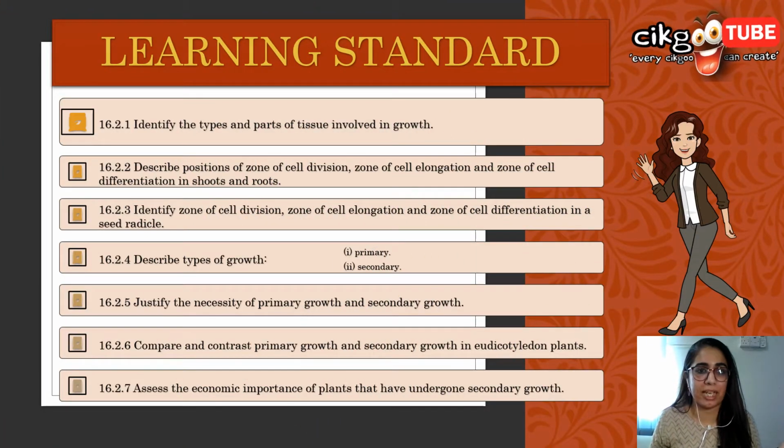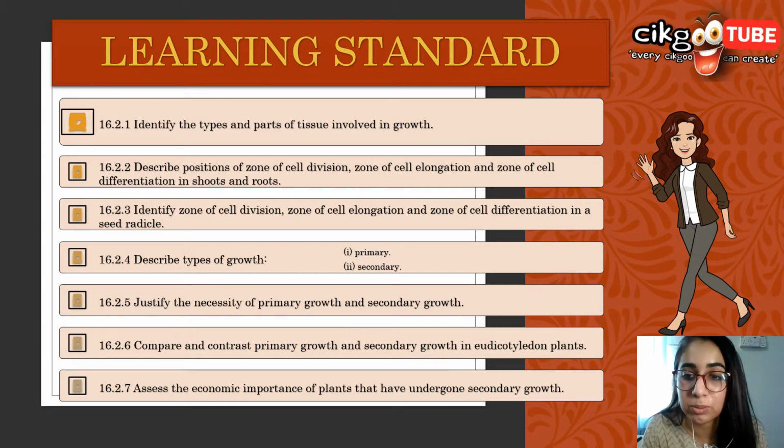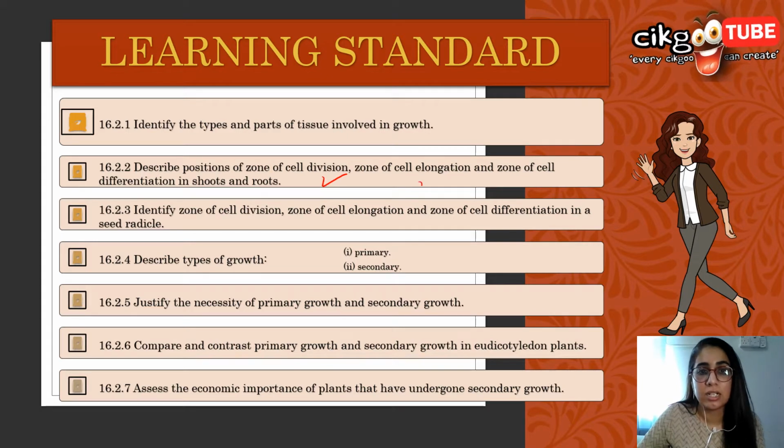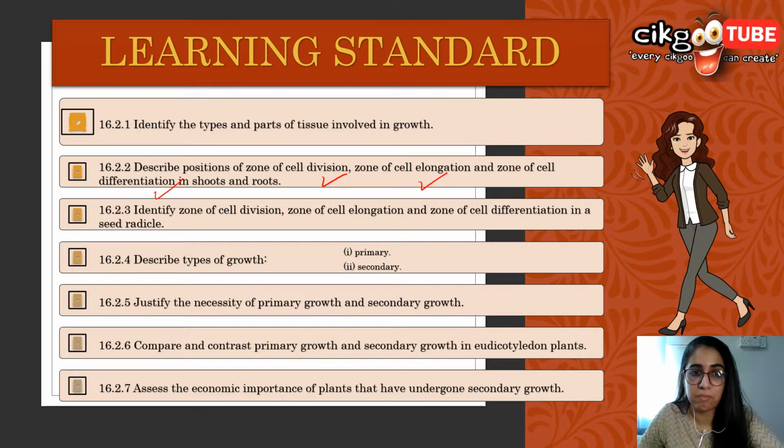As usual, we have to look through the learning standard before we go in, so you know what you are supposed to learn. The first one is to identify the types and parts of tissue involved in growth. Then describe the position of the zone of cell division, zone of cell elongation, and zone of cell differentiation in shoot and root. These are the growth zones, the three types of zones related to growth, which you are going to see later.